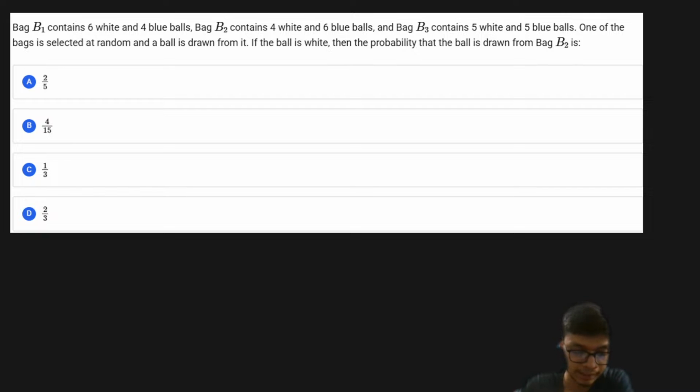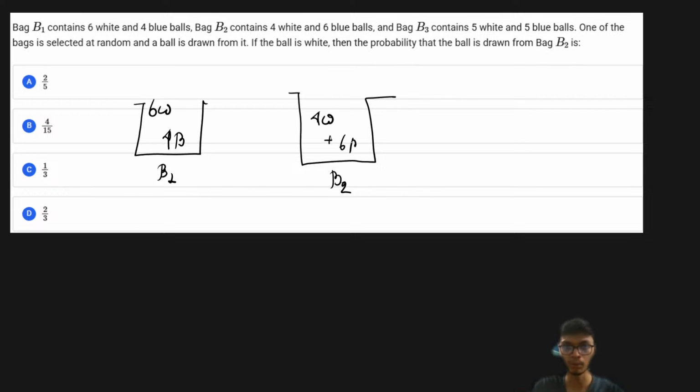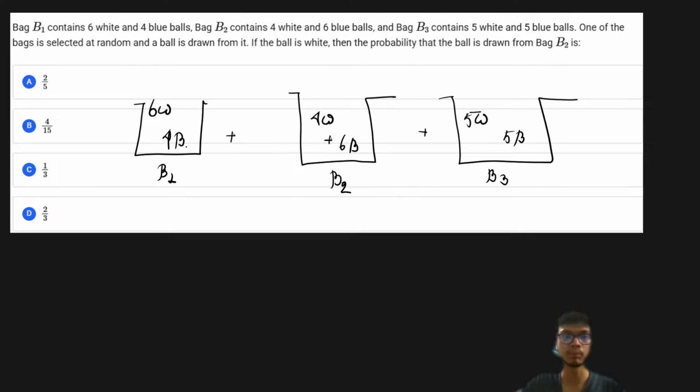The next question is again one where we are given 3 bags. Bag 1 consists of 6 white balls and 4 blue balls, again B for blue. Bag 2 consists of 4 white balls and 6 blue balls, and bag 3 consists of 5 white balls and 5 blue balls. That is the composition of the individual bags.